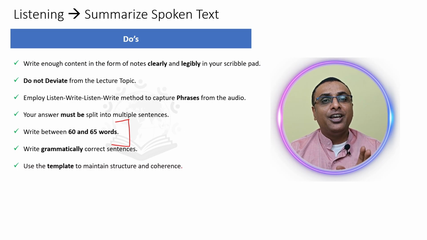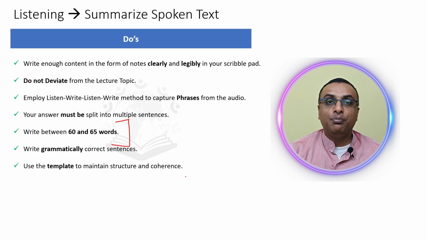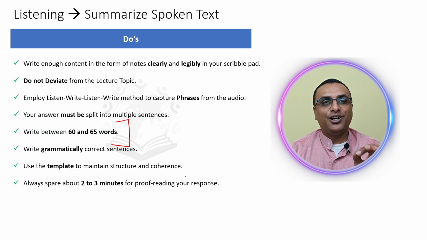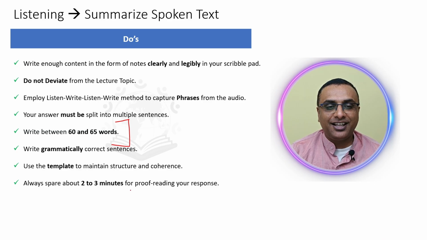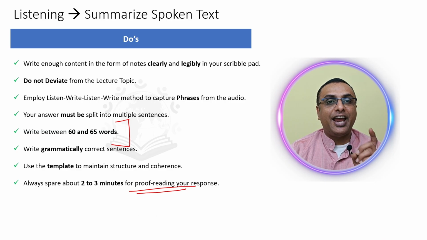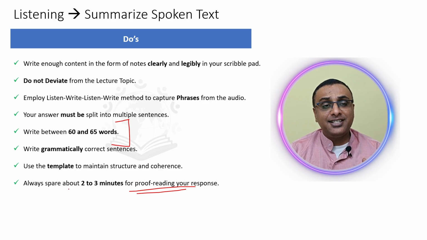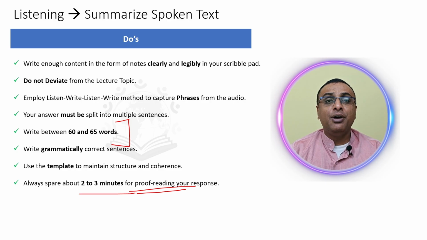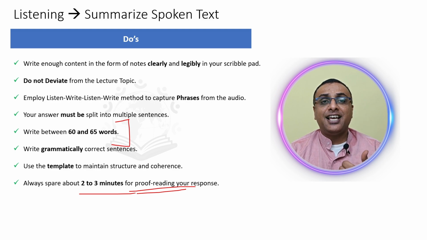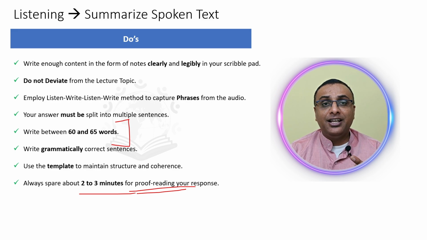By doing so, you will end up getting a good amount of marks. Let's discuss the most important do of your Summarize Spoken Text question. It is nothing but proofreading your entire response. Set aside about 2 to 3 minutes to proofread your entire response for any errors such as spelling, grammatical errors, vocabulary, and form.